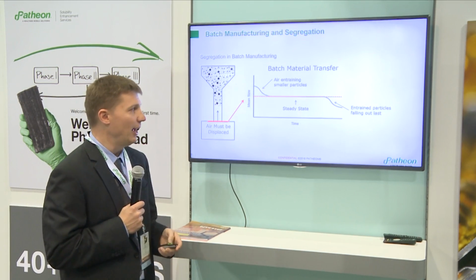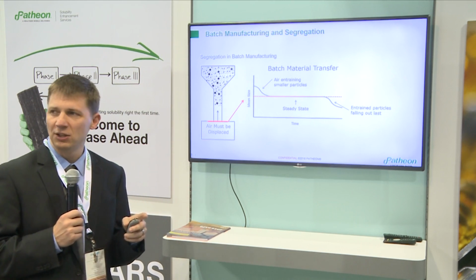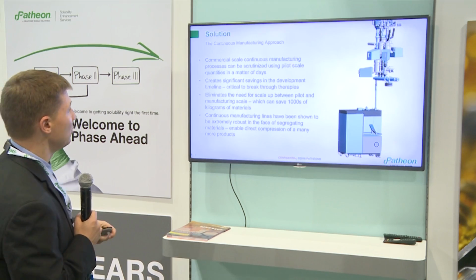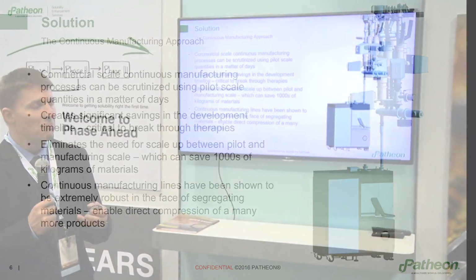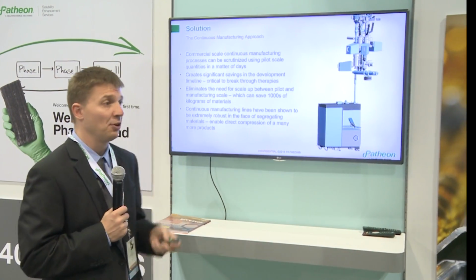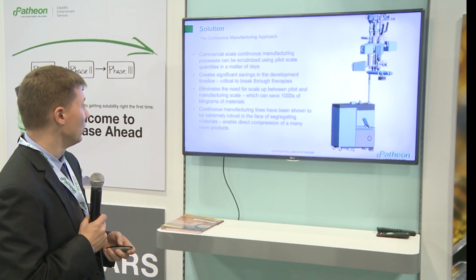So I'm going to come back at the end and touch base on segregation and why it's different in a continuous manufacturing sense, after we go through and talk about what is continuous manufacturing, the solution to these three things. In continuous manufacturing, there is this advantage that we don't have in batch, which is that you can really scrutinize a manufacturing scale process using much less material, kind of like pilot scale quantities that you normally do in the batch world.